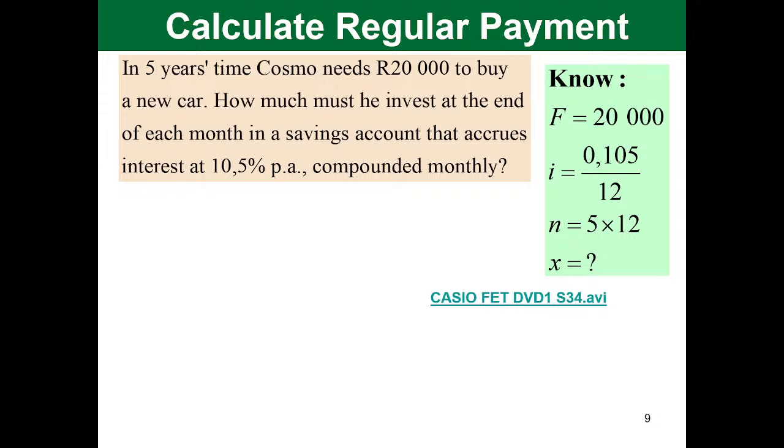Interest is 10.5 divided by 12 because it's compounded monthly. How many in a year? 12 months. N is the number of years. Each year has 12 months, so we'll have 5 times 12. Lastly, the installments. X being the installments that are deposited.